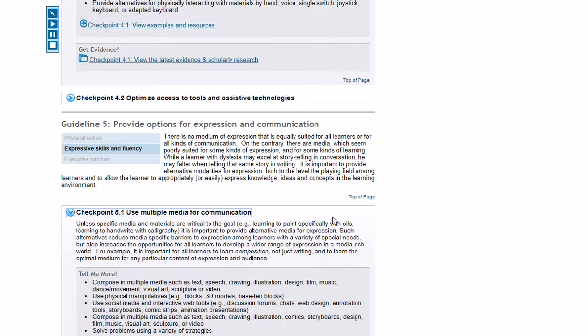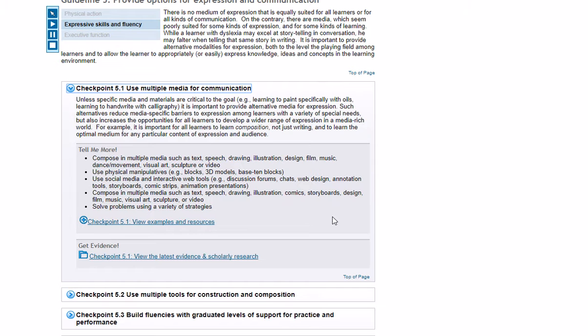Using multiple media for communication. So don't just put information in a video that's required. Make sure that it's also provided in a written format of some sort. If you have something in a written format, but there's some way to illustrate that, either using a video or using a drawing, provide that as well. To use social tools, discussion forums, chats, that sort of stuff, to allow them different means of communicating and interacting back and forth with you and with other students.